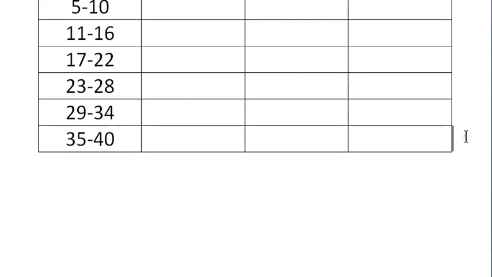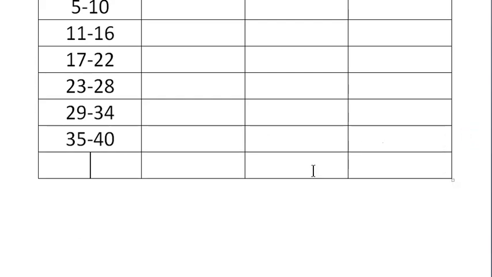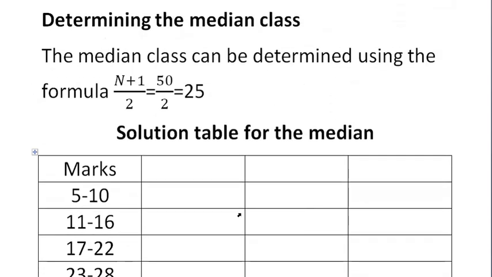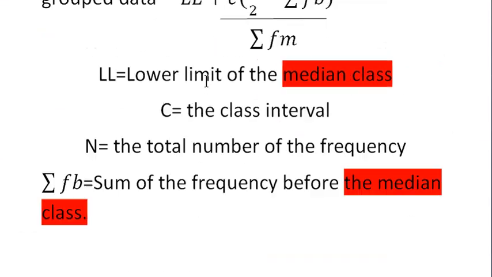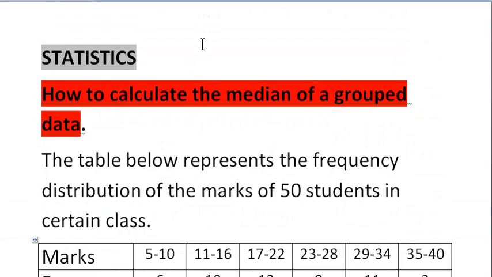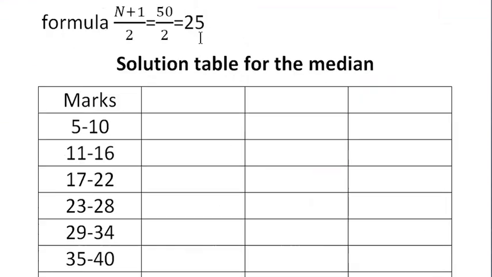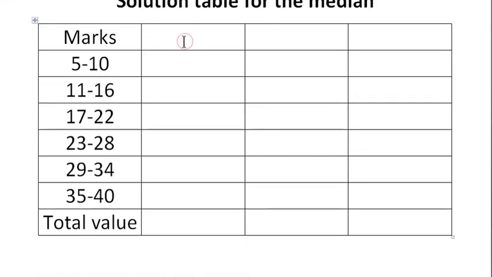Okay, we add one more column here representing the total, the sum, total value. Now, as we have succeeded in inserting the marks, there is what we call class limit, or the actual class limit. We have to get it right away. Class limits.